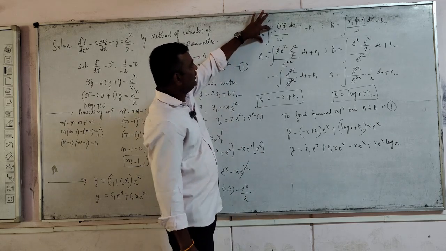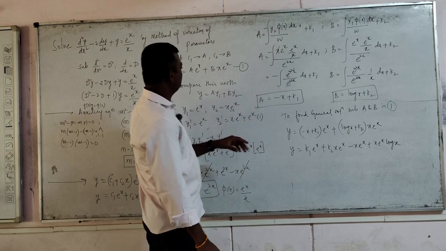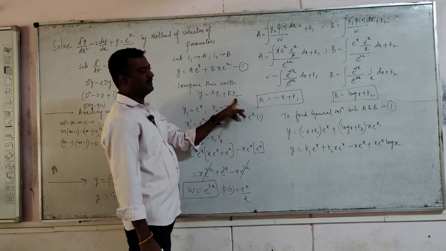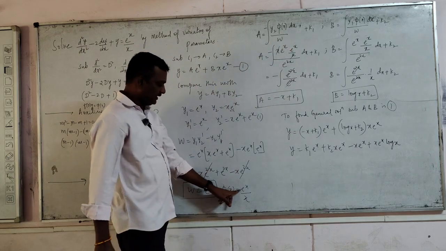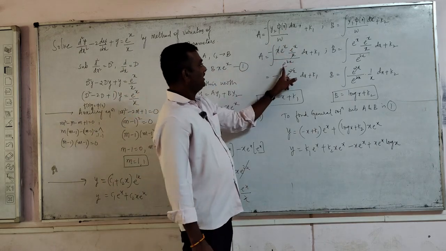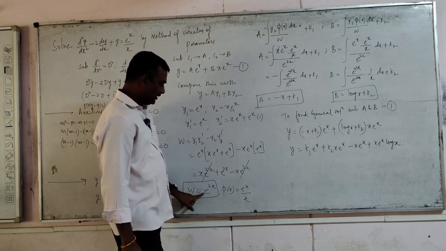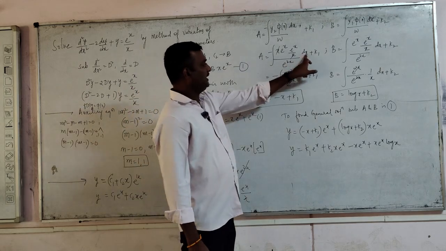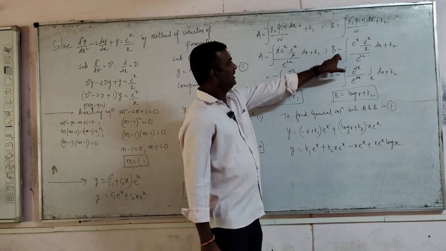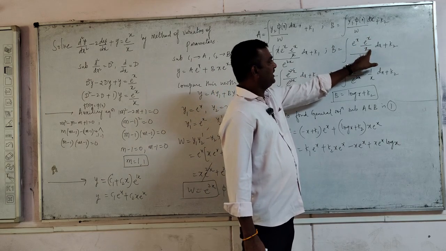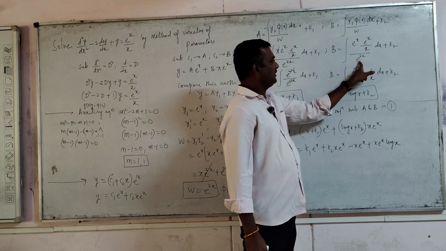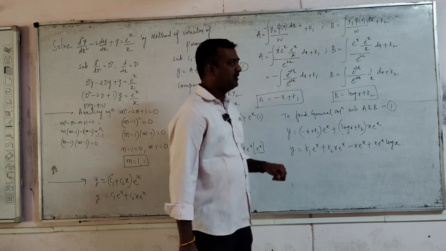Just substitute the value of y2. What is the value of y2? x e raised to x, into phi of x, which is e raised to x by x, divided by W, which is e raised to 2x, into dx plus k1. Similarly, for B, y1 is e raised to x, phi of x is e raised to x by x, into dx, divided by W, which is e raised to 2x.